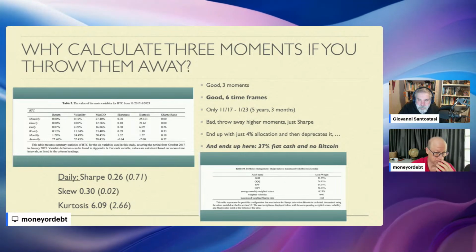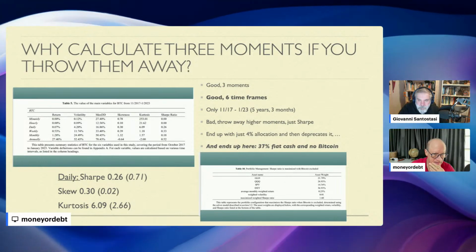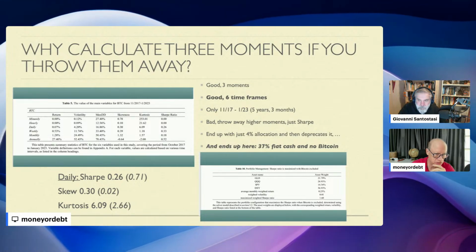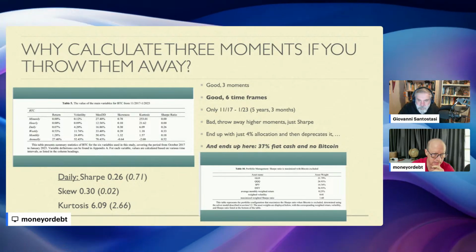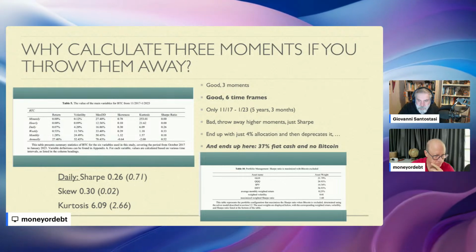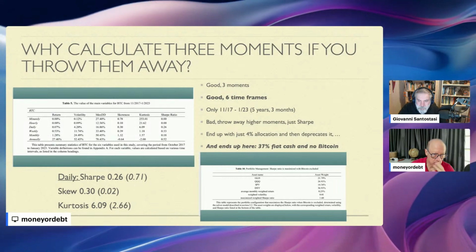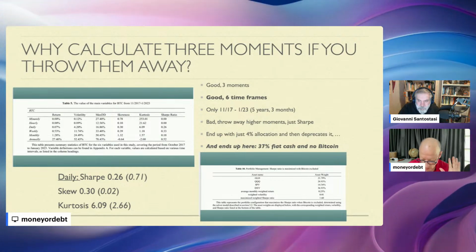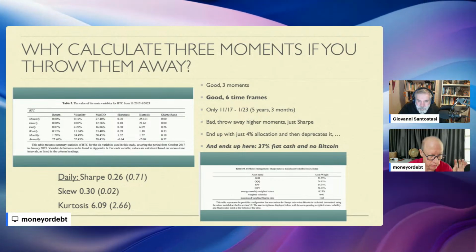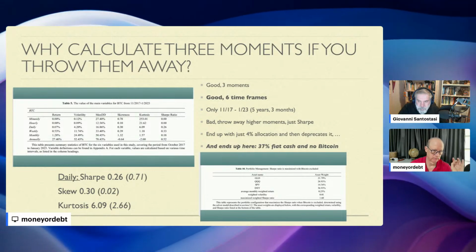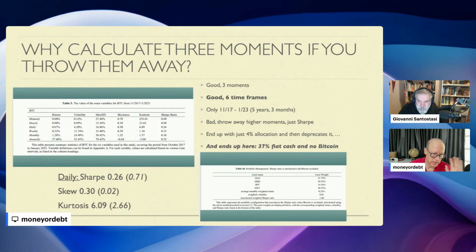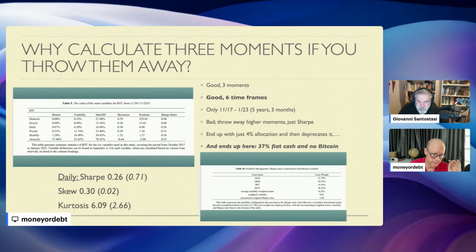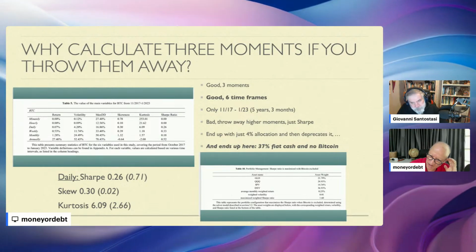And so their final result is 37% in fiat cash and no Bitcoin, as shown in this table in the lower right. And that gets them a monthly weighted return of 0.25%. Now, right now on the power law trend, Bitcoin has a monthly weighted return of 3%. So it shows you that something is wrong. Yeah, they're driving with the blinders on.